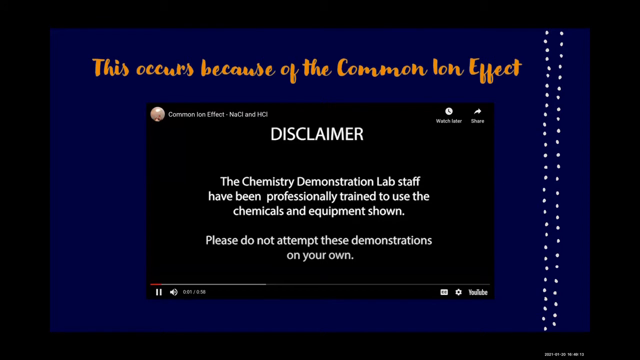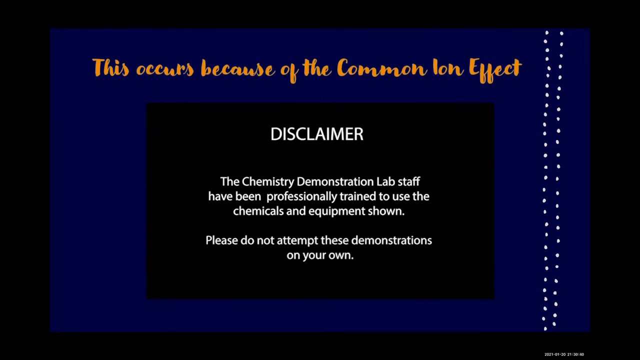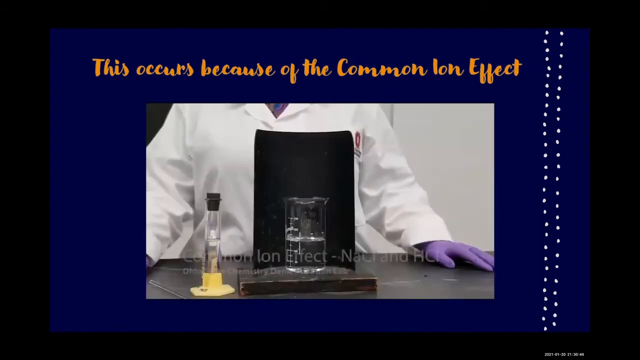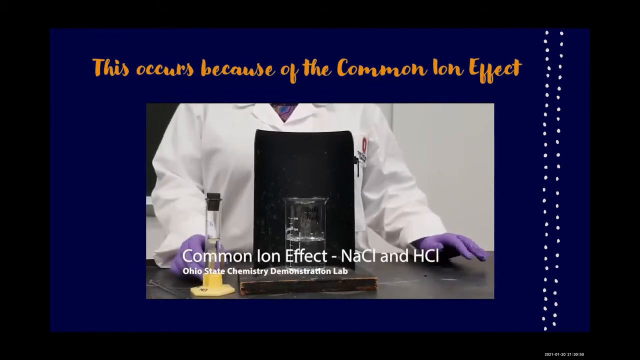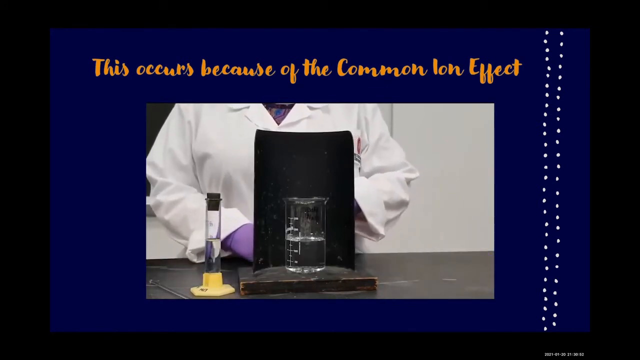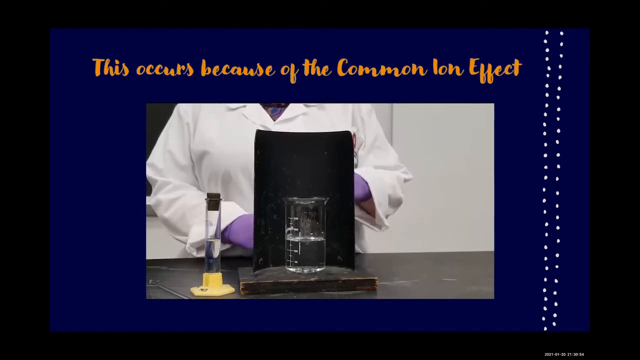And this occurs because of something called the common ion effect. The common ion effect can be tricky for Gen Chem students, probably because it's named after what it is. Basically, the common ion effect says if you have an ion in common, it decreases solubility.